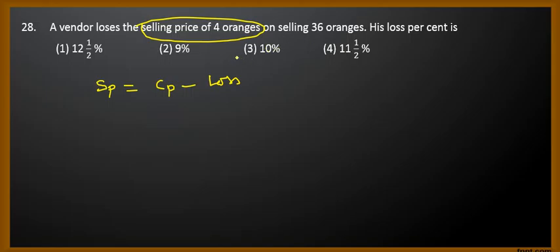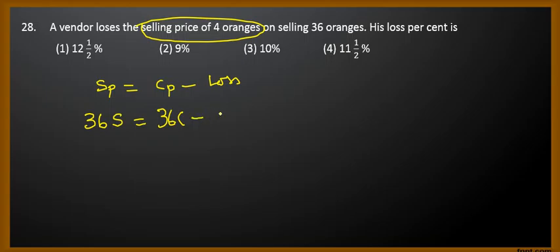Assume the selling price of each orange is S. Then the selling price of 36 oranges will be 36S. And again, assume the cost price of each orange is C. Then the cost price of 36 oranges will be 36C. Now he got a loss. What is the loss given? The selling price of 4 oranges.